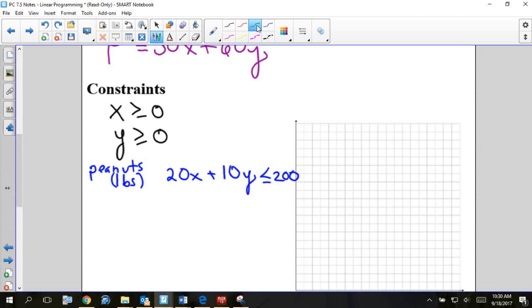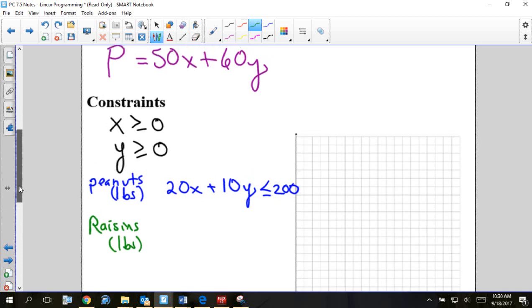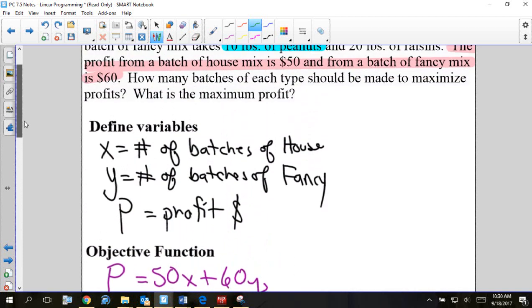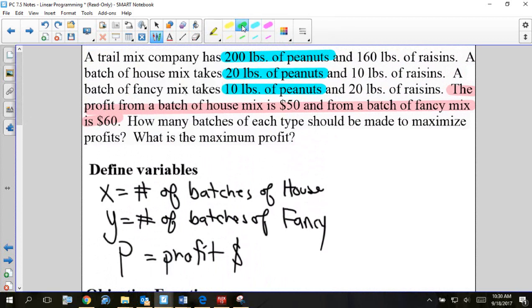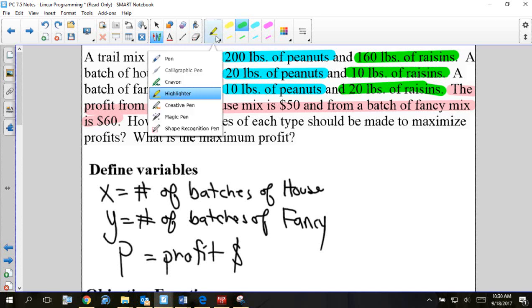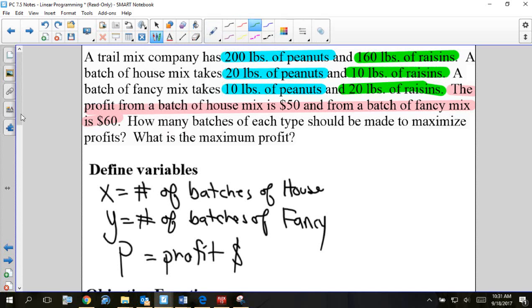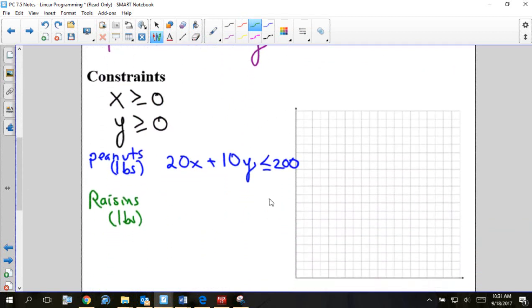And then what's our other constraint in the problem? What's our other total? Our raisins. And that's in pounds also, but not every constraint is always going to be in pounds. Things will be different. So up here I'm going to highlight anything that has to do with raisins. We've got a total of 160. We use 10 for the house and 20 for the fancy. So there's my raisins.